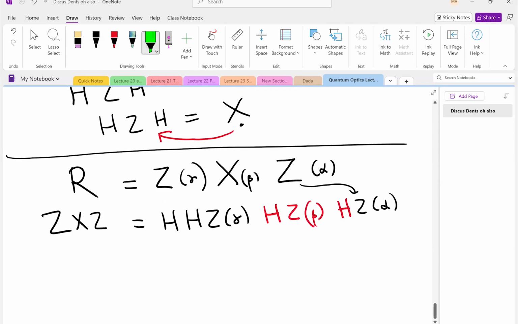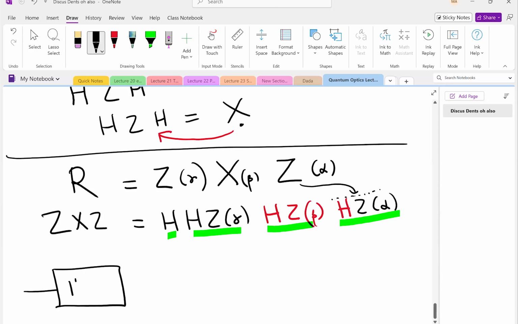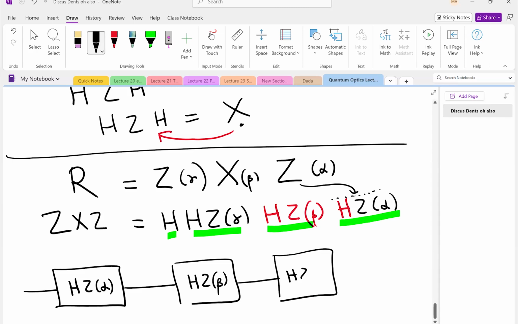Now if I make this into pairs, so this is one pair, another pair, another pair, followed by a Hadamard gate. If I want to draw a diagram for this, first of all, I have this operation on the right in the operator form, so Z followed by H. In a box, I can write this as HZ alpha, followed by HZ beta, followed by HZ gamma, followed by a Hadamard. So this is an arbitrary rotation.